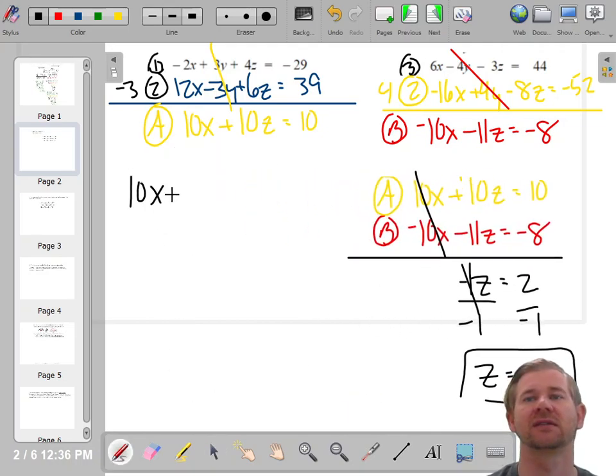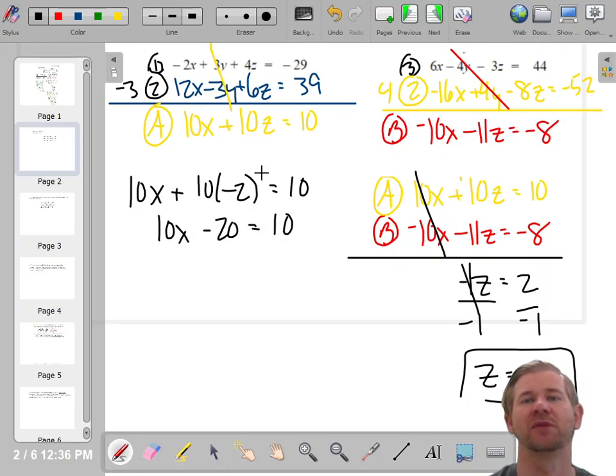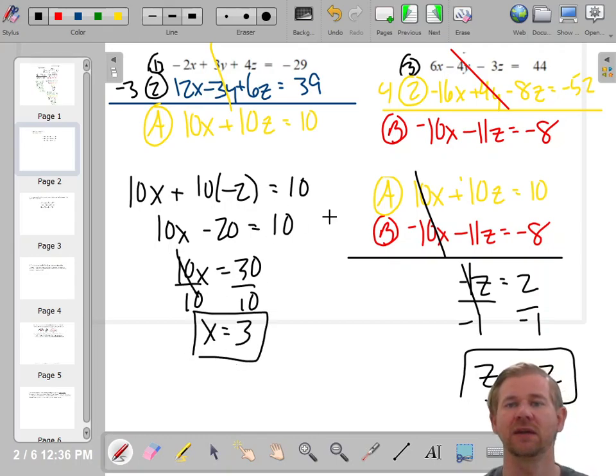10 times x plus 10 times negative 2 equals 10. 10x minus 20 equals 10. I'm plugging it in right there. Add 20 to both sides. Now you have 30. Divide both sides by 10. X equals 3. All right, we got 3. We got negative 2. We just have to go back and get y.